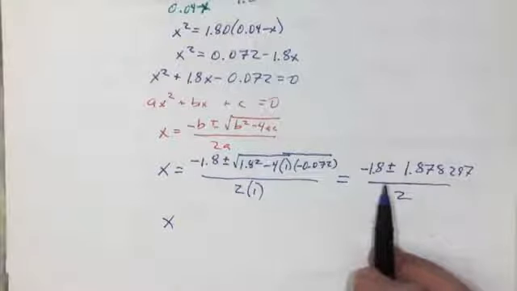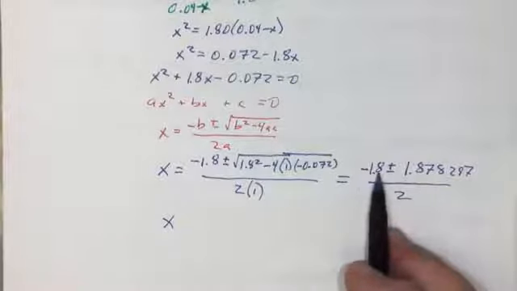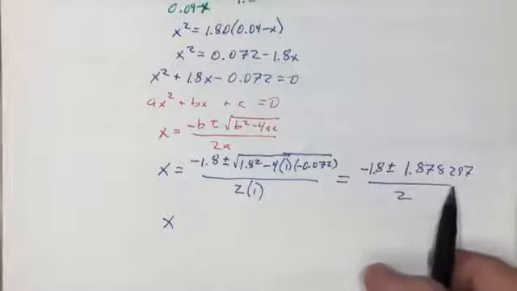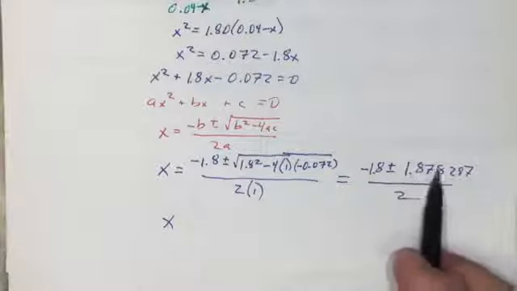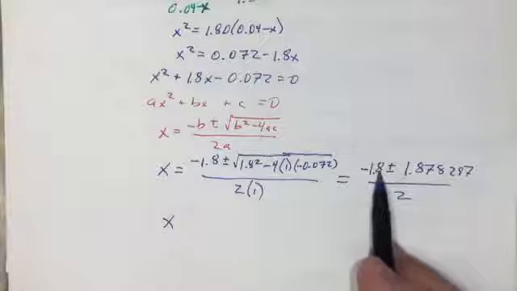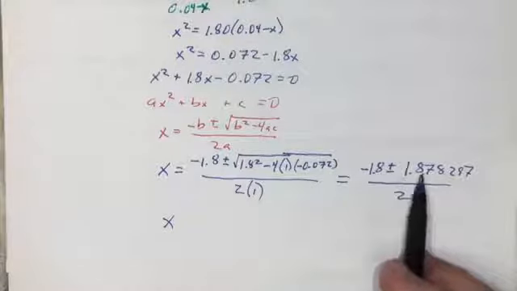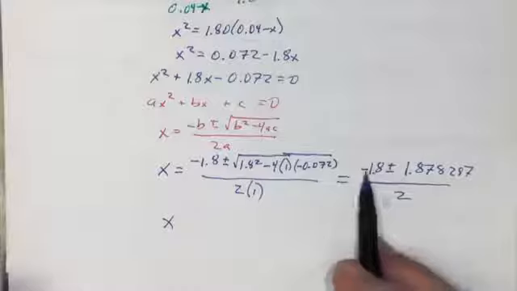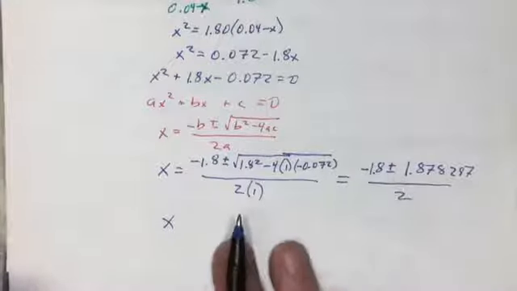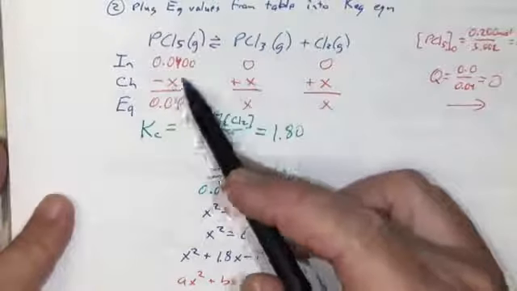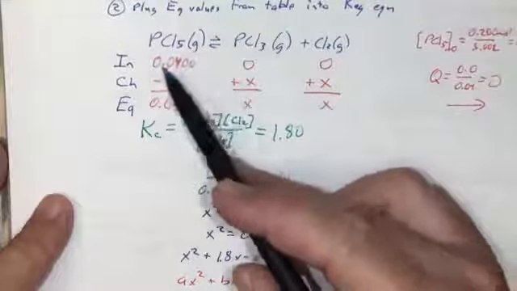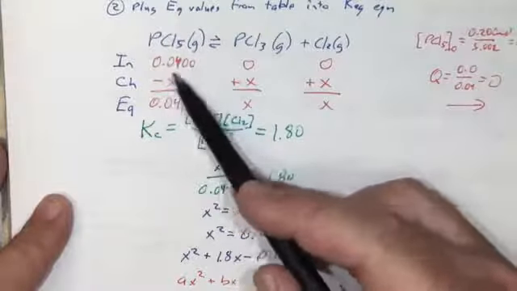Now, as I go back, negative 1.8 plus 1.87 is going to be a positive number, because 1.87 is bigger than negative 1.8. The magnitude is greater, so that would be a positive number. Or negative 1.8 minus 1.87. Well, if I go back to the ICE table here, x must be between 0 and 0.04. x has to be a positive number.